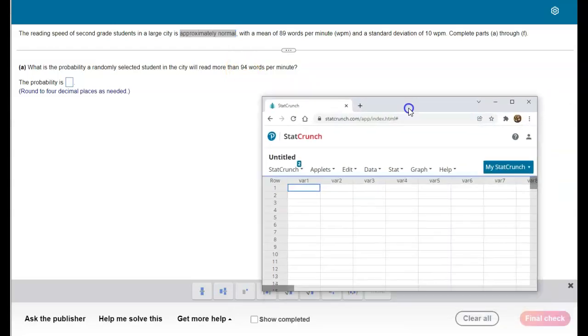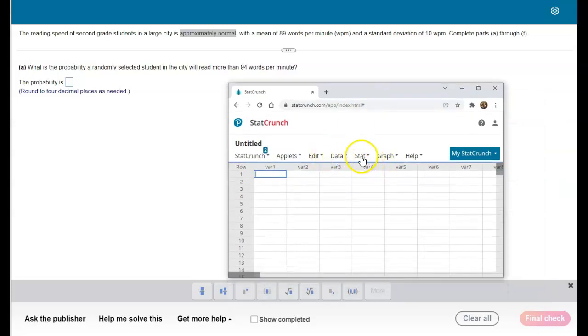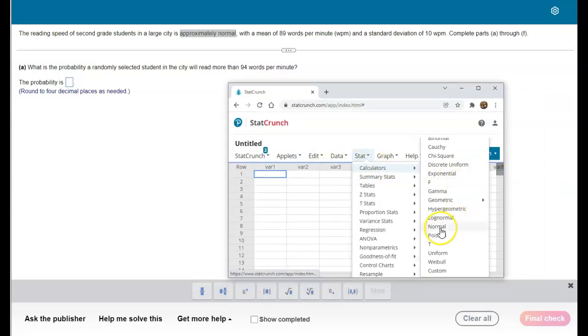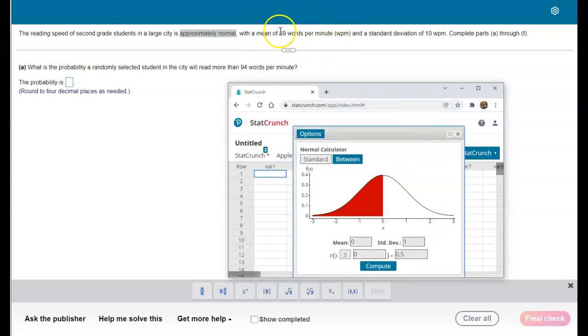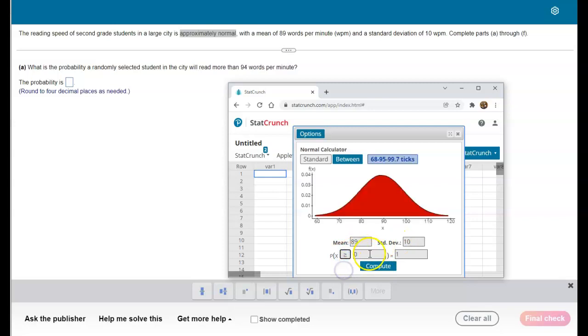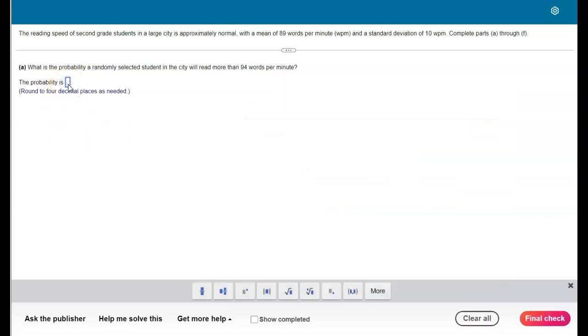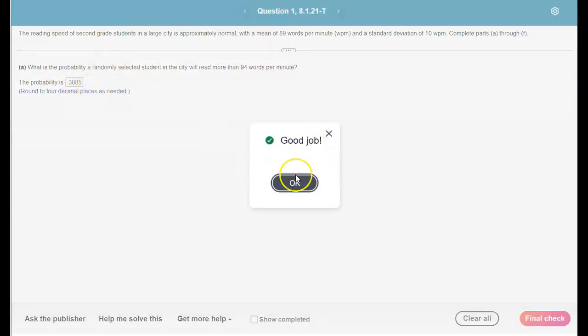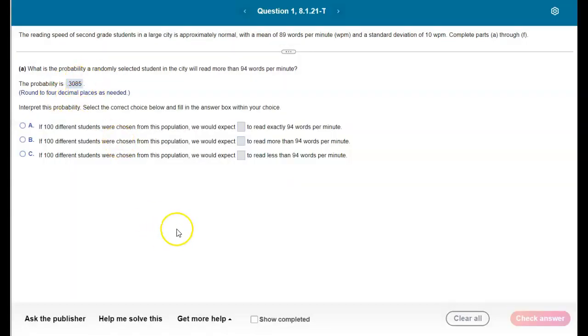So I open up StatCrunch, and we're going to do our stat calculators, normal. And since they gave us the mean and the standard deviation, I'm just going to type it in. Mean, standard deviation, and I want to know the probability that they will read more than 94 words per minute. So that's the probability, 0.3085. Okay, so that's the way I did that problem.